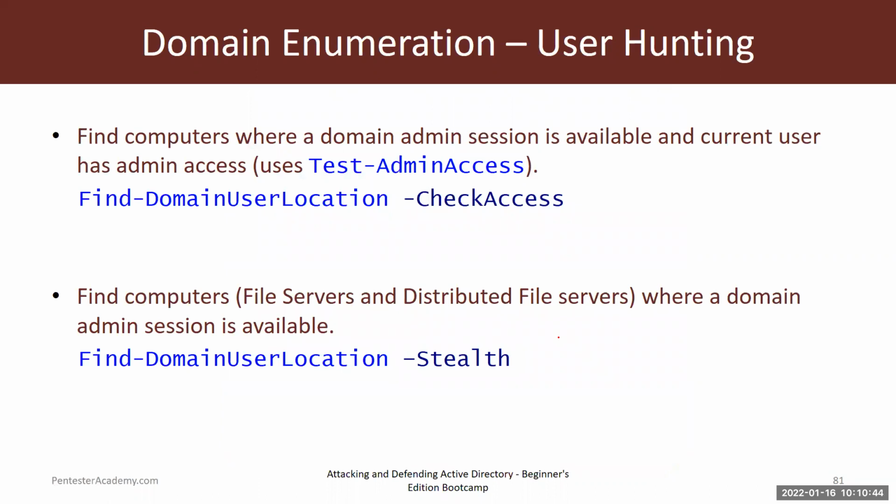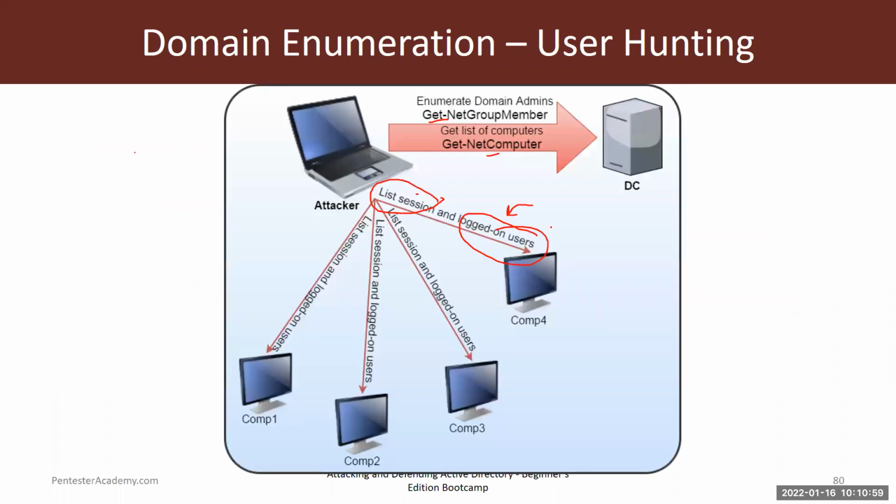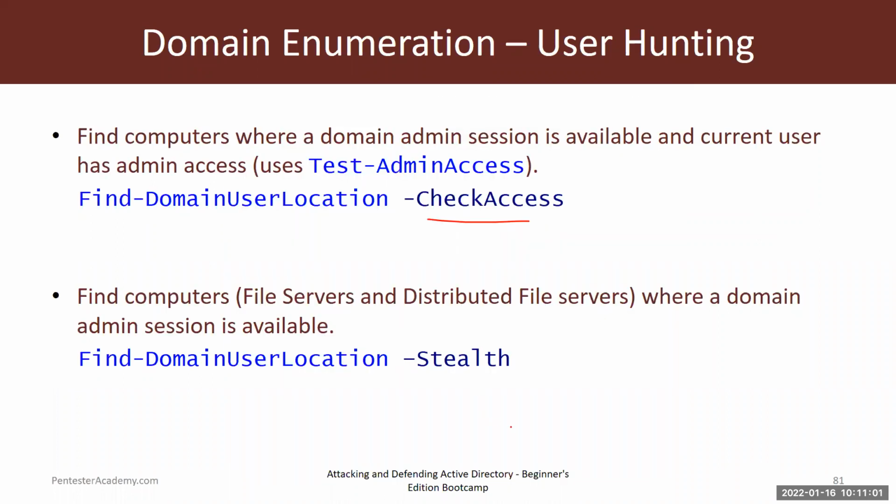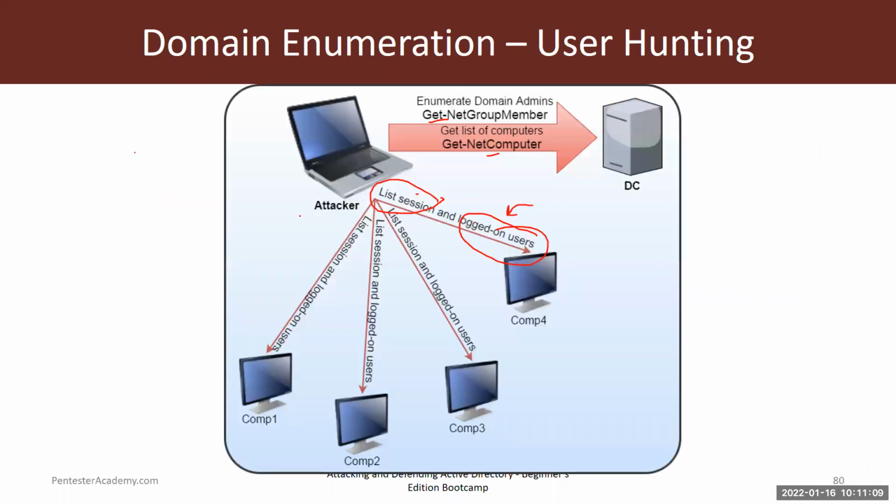Now, once you have found a machine where a domain admin session is available, let's check if the current user has admin access. For that, you can append check access to it. So this is, of course, pretty noisy. If you use the stealth parameter, only some of the high value servers like file servers and DFS are tested. That is, your request does not go to all the machines in the domain, but only to some high value ones.